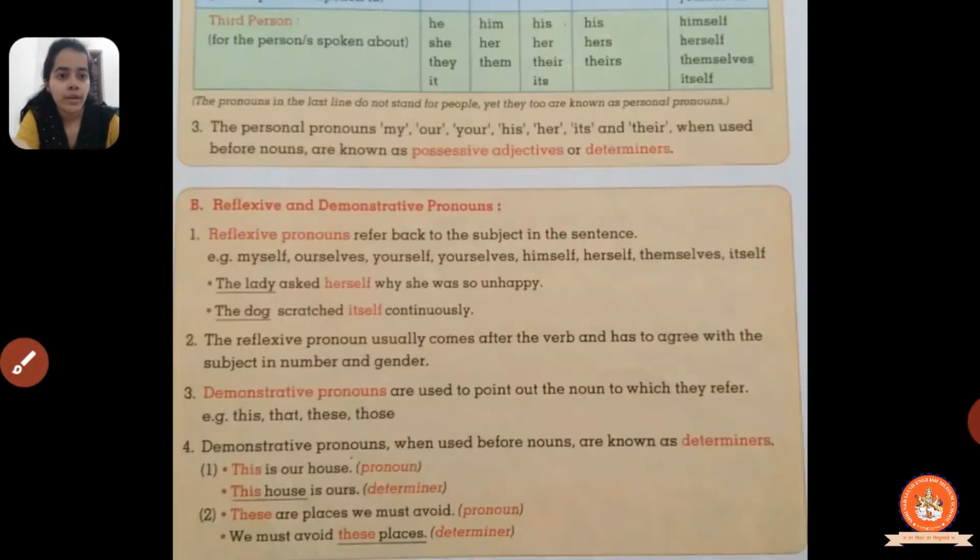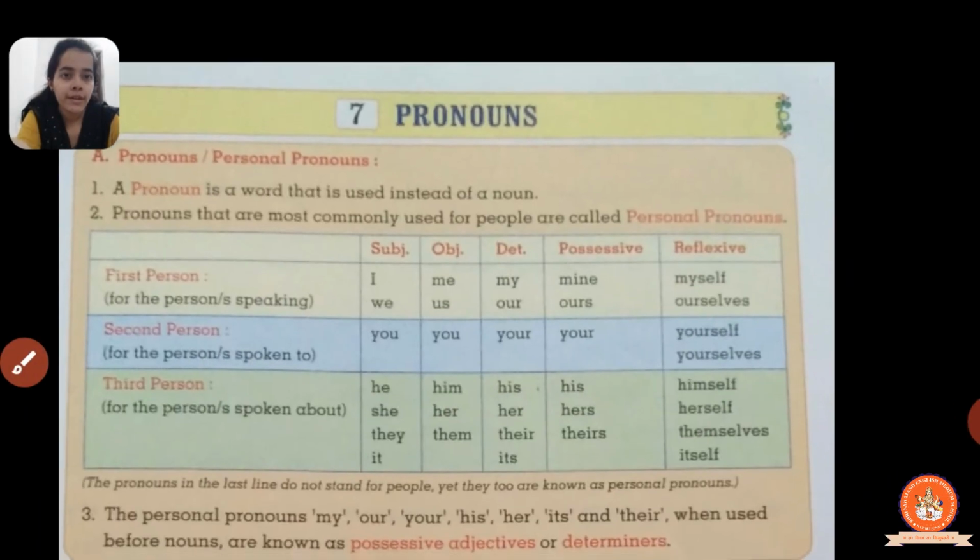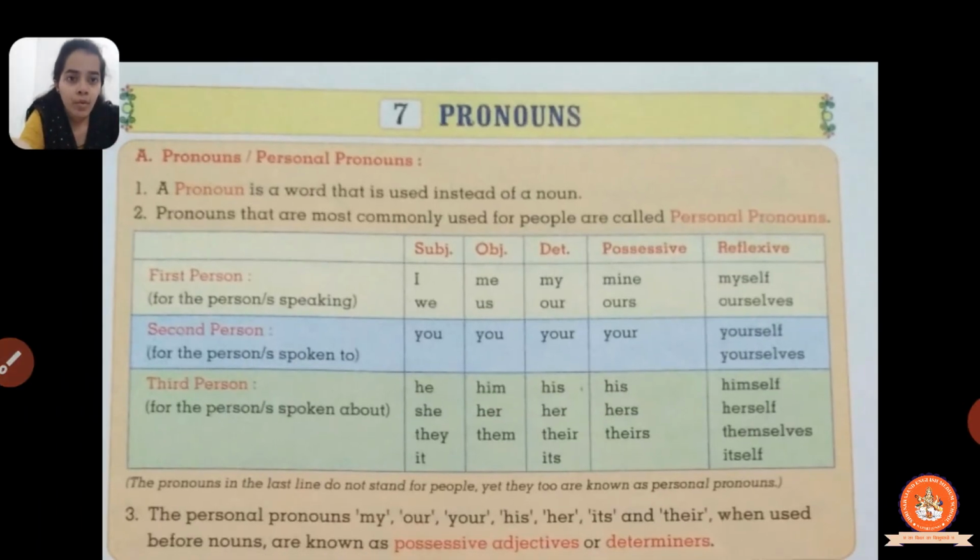What is given over here? Here we'll read the definition. A pronoun is a word that is used instead of a noun. So what is a pronoun? A pronoun is just one word which we use in spite of a noun, or you can say instead of a noun.